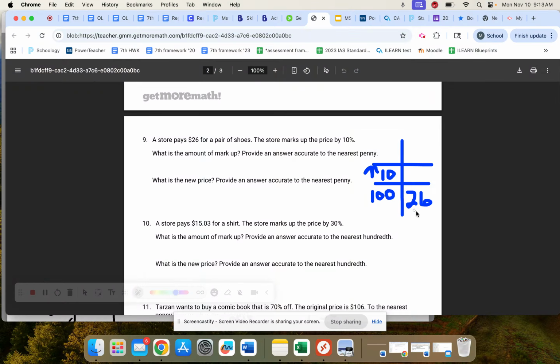Okay, on to number 9. The store pays $26. That's the original price for the shoes. They increase it, so it's an increase, not a decrease, 10%. Cross multiply, divide, that's going to give you $2.60. And it's an increase. What's the new price? Don't subtract it, add it on.